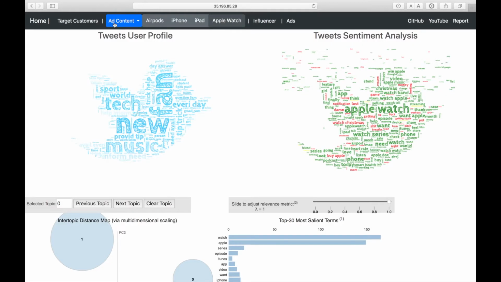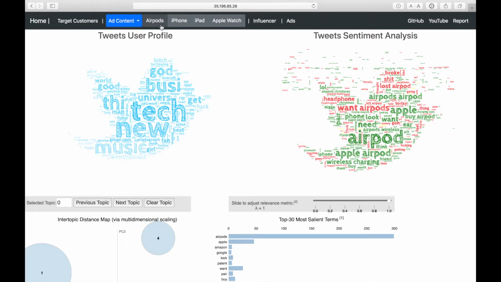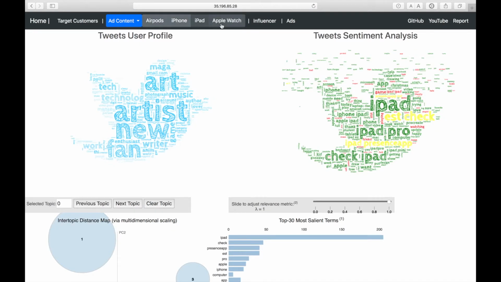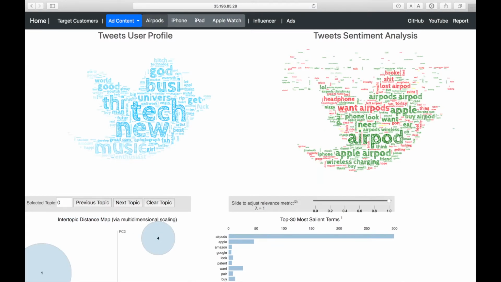This page contains three parts: Twitter user profile word cloud, tweet sentiment word cloud, and LDA result of each product. By clicking the navigation bar on the top, we can see each result of 4 Apple products: AirPods, iPhone, iPad, and Apple Watch. Let's take AirPods as an example.